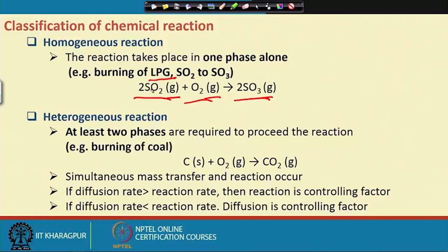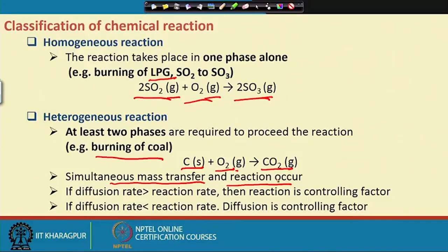We have another example, LPG. LPG is liquefied petroleum gas, and it mostly contains butane. When we burn butane, it produces carbon dioxide and water, which are also gases. Now, for heterogeneous reactions, we have the example of burning of coal, and coal is a solid material. In the presence of oxygen, a gaseous material, the ultimate product is carbon dioxide. So here, mass transfer and reaction occur simultaneously.